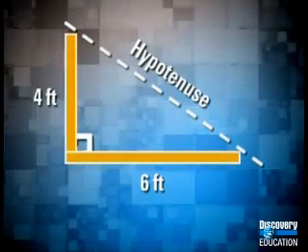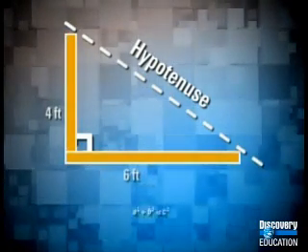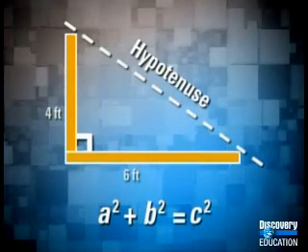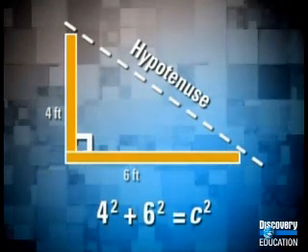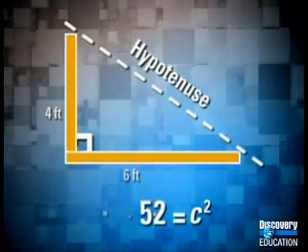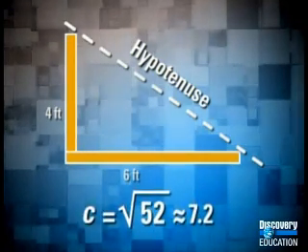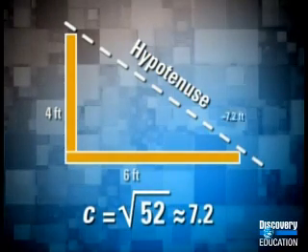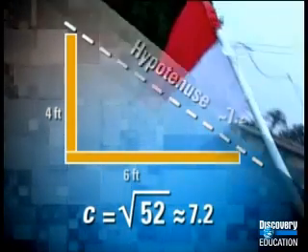He can substitute these lengths in the formula A squared plus B squared equals C squared and solve for C. He needs a board about 7.2 feet long, or about 7 feet 2.4 inches.